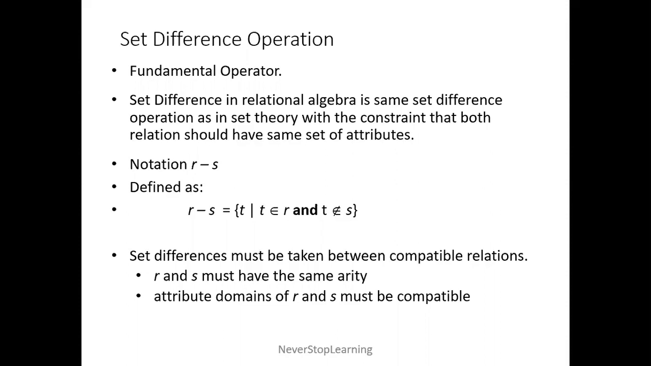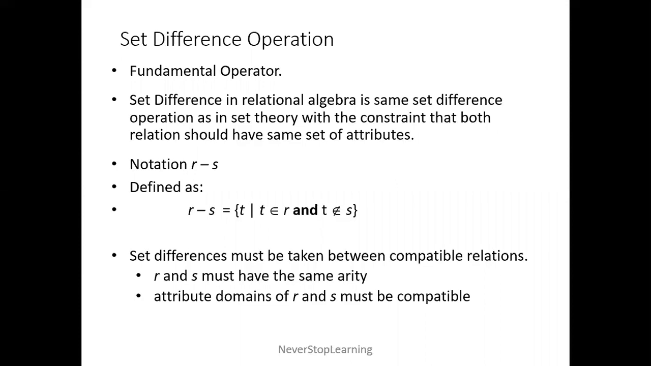If there are two sets, the data which is present in one set and not present in another set, in set theory, the set difference operator gives us that data. Here in relational algebra, we are doing this in the form of tables. One important point is it has a constraint that both relations should have the same set of attributes. It's nothing but your union compatibility condition.